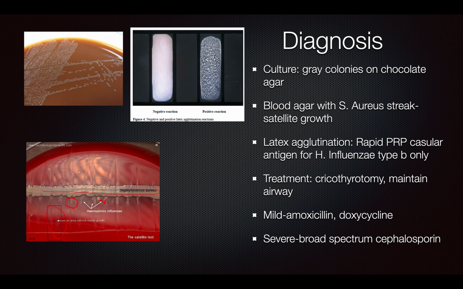You diagnose it by putting it on chocolate agar, and it's going to appear as gray colonies. They are also put on a blood agar with a Staphylococcus aureus streak, and that allows for satellite growth, where the Staph aureus is going to produce factor V or factor X and allow stronger, more prolific growth around those areas. In the latex agglutination, it's positive for only H. influenzae type B.